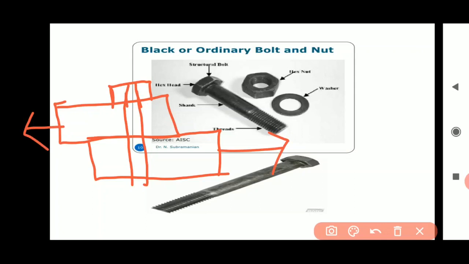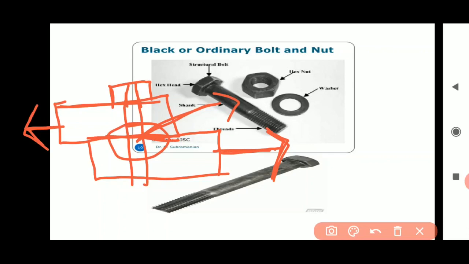When the members are subjected to such kind of loading, or when we pull these two members, the two members will slip at this surface. First these two members will slip at this surface, and here the shear stress will be exerted.